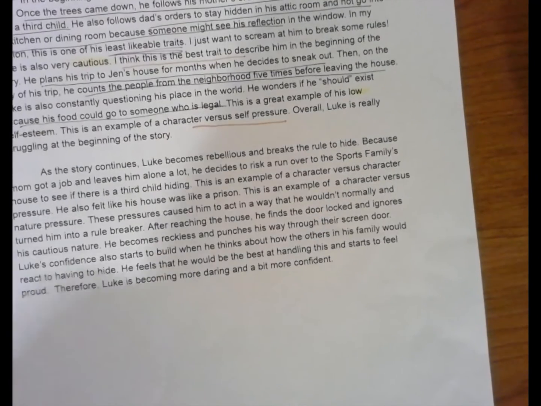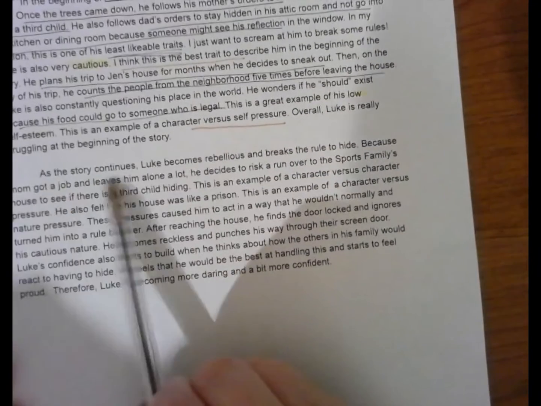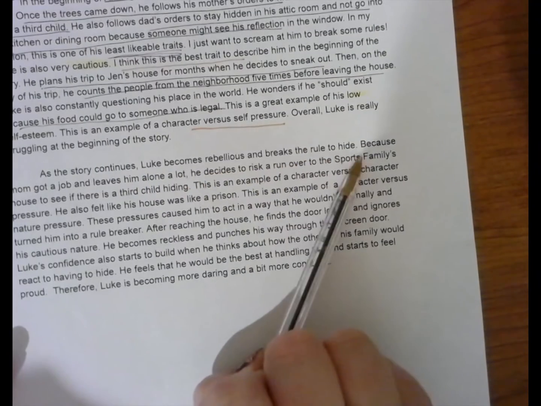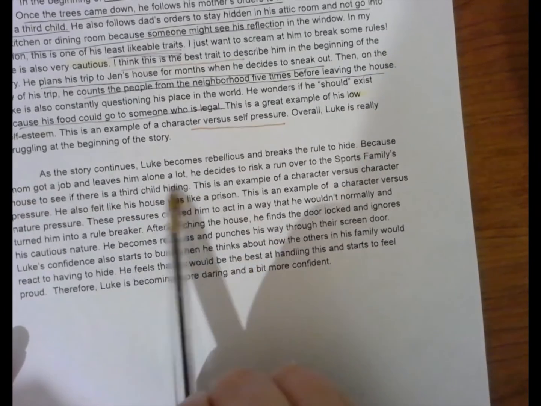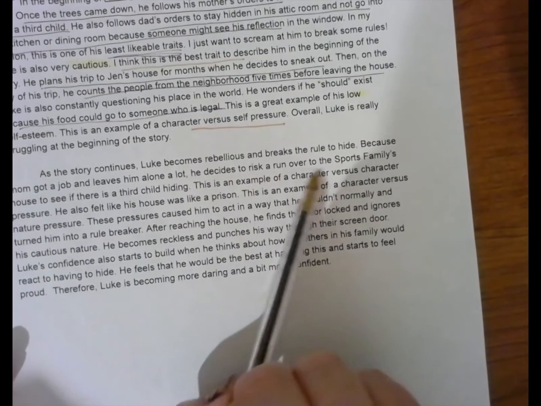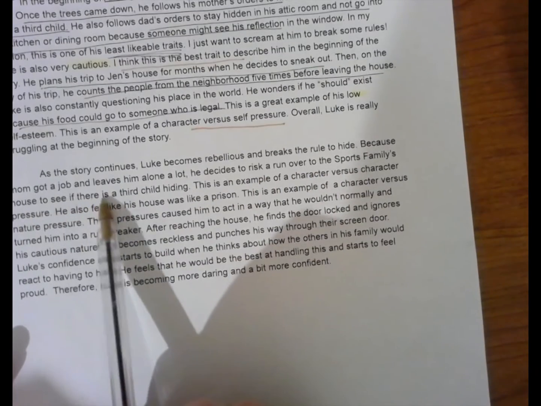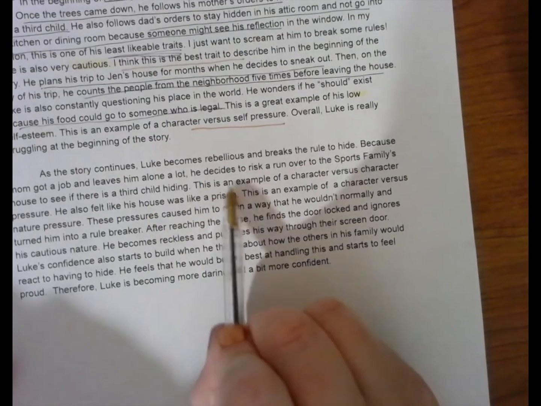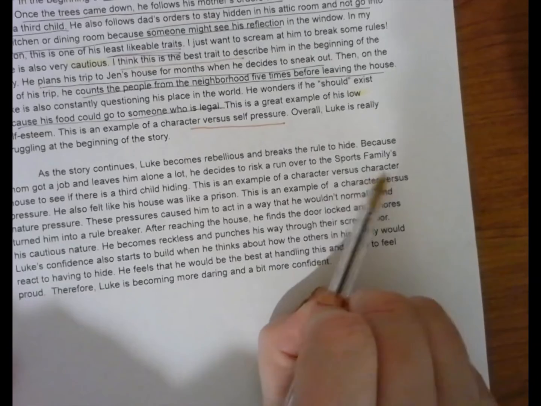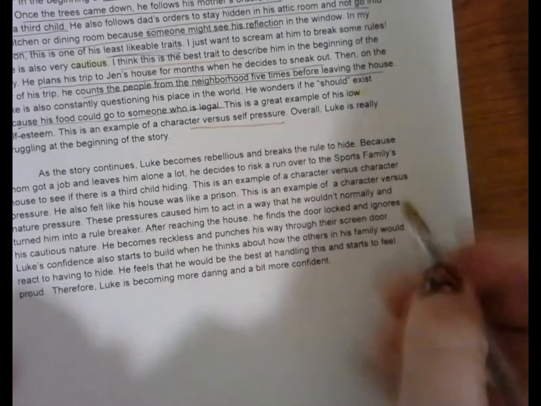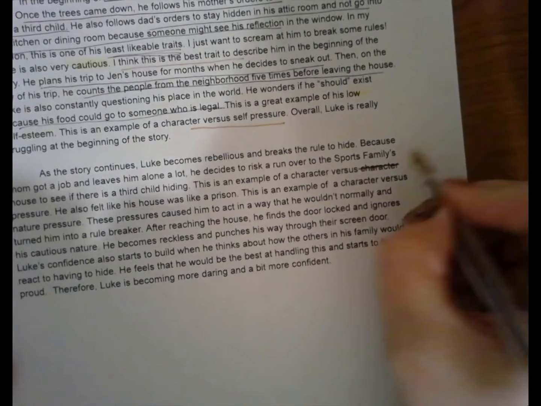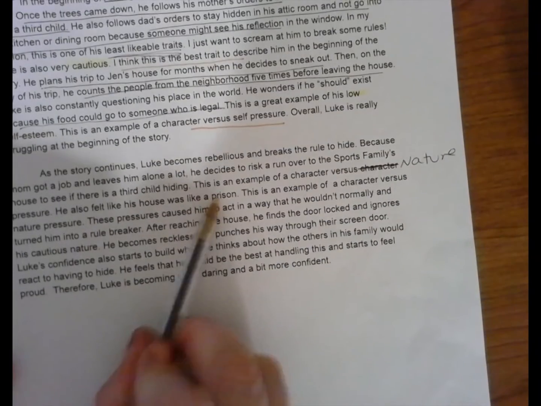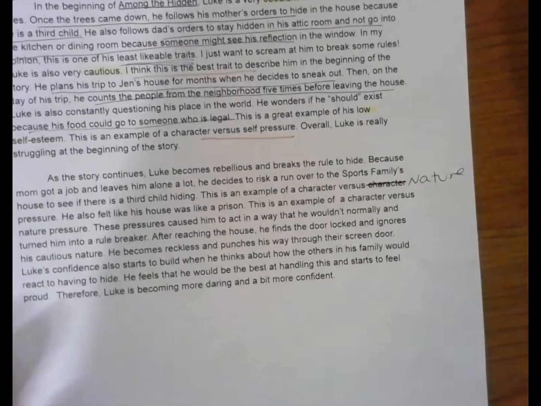So I'm going to read this out loud. As the story continues, Luke becomes rebellious and breaks the rules to hide. Because Mom got a job and leaves him alone a lot, he decides to risk a run over to the sports family's house to see if there's a third child hiding. This is an example of character. I said character versus character, but I actually think, let's change this, character versus nature, because his house feels like a prison, and I think I wrote that down there.